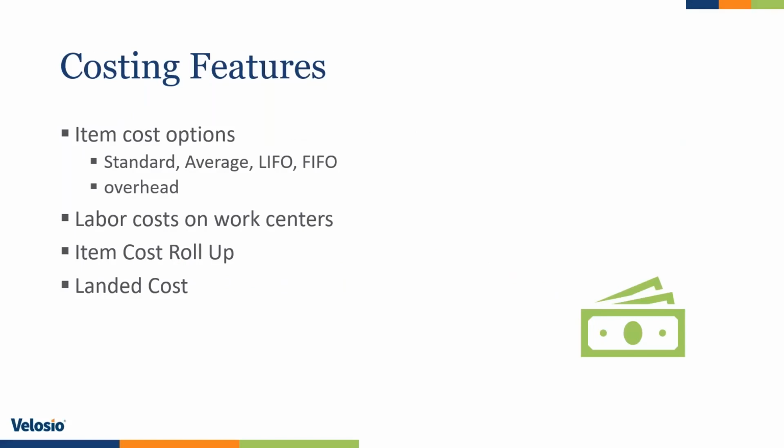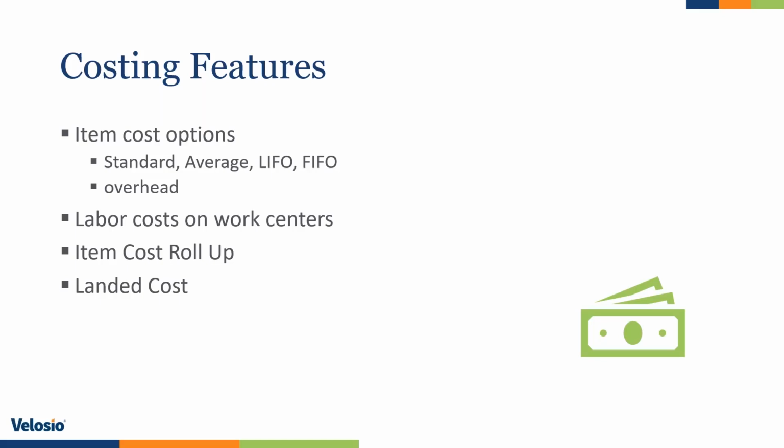In SilverLeaf, you'll be able to identify what costing method you want to use, and you'll be able to identify overhead that you want to assign to items. You'll be able to set up labor costs or production machinery costs in your work centers, and then actually roll up your costs on a finished good that includes all the material, all the labor, and all the overhead.